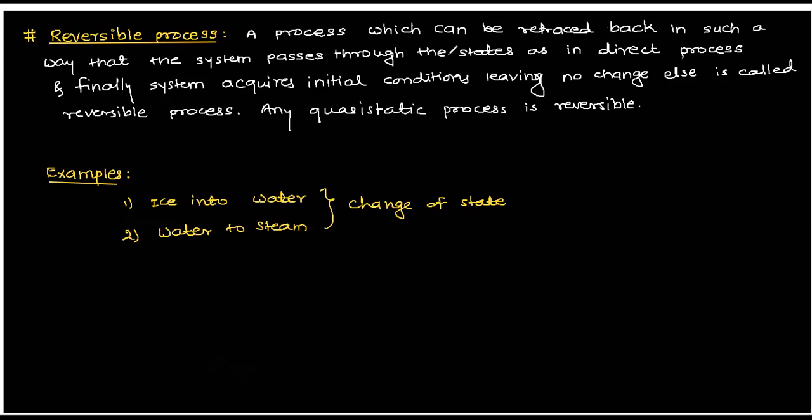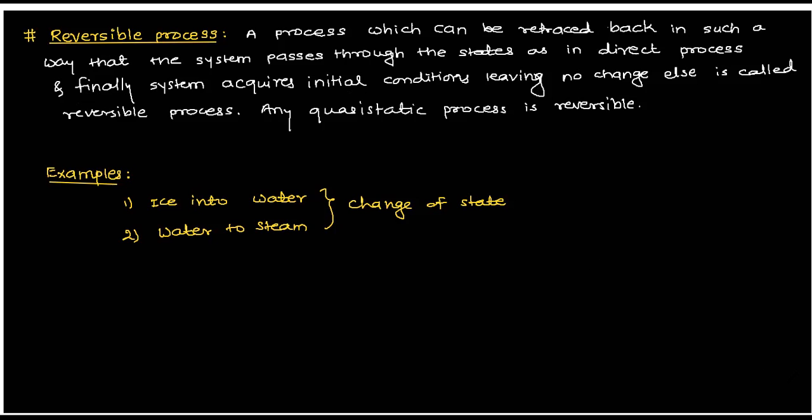Now, the reverse of this process, that is the irreversible process. What is that? Irreversible means the opposite. So how will you write this definition now? You can see here what I wrote. A process which can be retraced back in such a way that the system passes through the states as in the direct process, and finally the system acquires initial conditions leaving no change elsewhere.